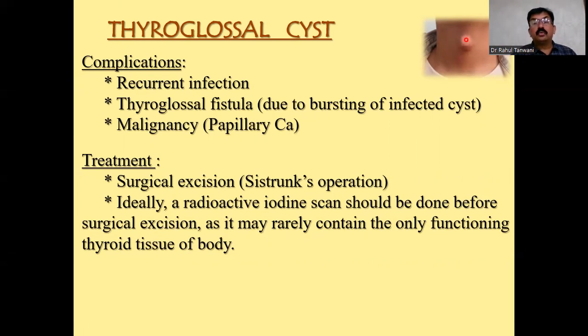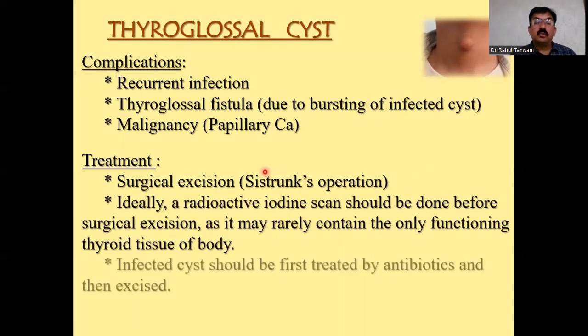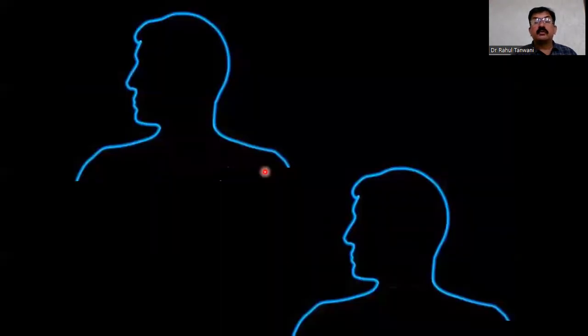But if I have to, if feasible, I will go for a radioactive iodine scan. Now let me show you two conditions in which these both are patients of thyroglossal cyst. They both were sent for radioactive iodine scan. This was the picture in the first case. Normal thyroid, nothing else, no cyst here.